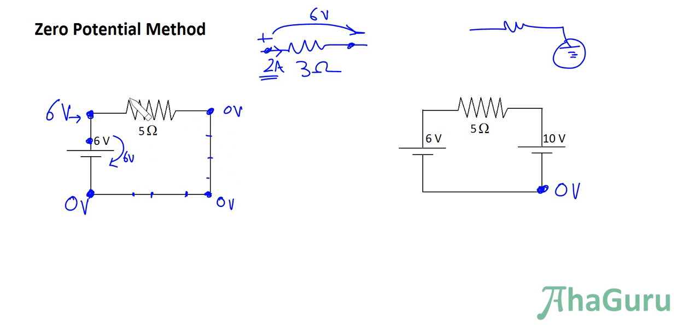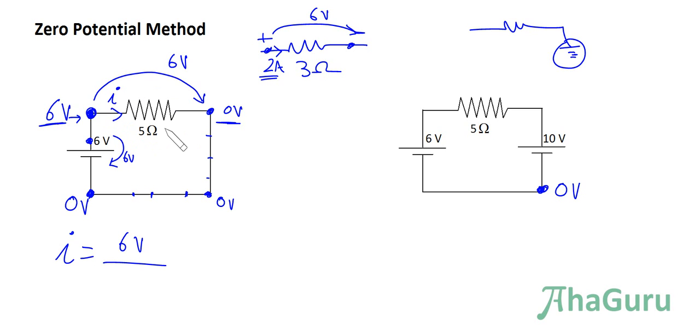Similarly, this point must be 0 volts because all of these points are also 0 volts. So if you look at this resistance, this point is 6 volts and this point has a potential of 0 volts, which means there is a potential drop across this resistor of 6 volts. Therefore, this current I must be equal to the potential drop across the resistance, which is 6 volts, divided by the resistance value, which is 5 ohms. That gives us 6 by 5 or 1.2 amperes. So we know that this current is 1.2 amperes.